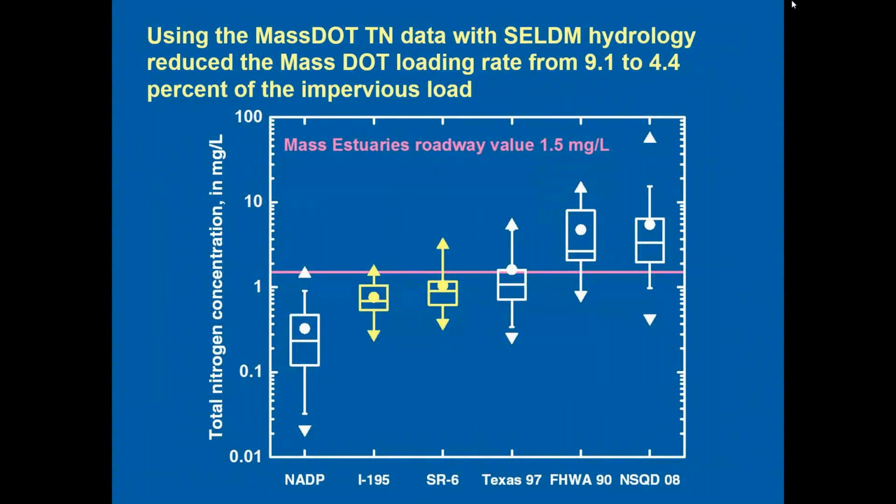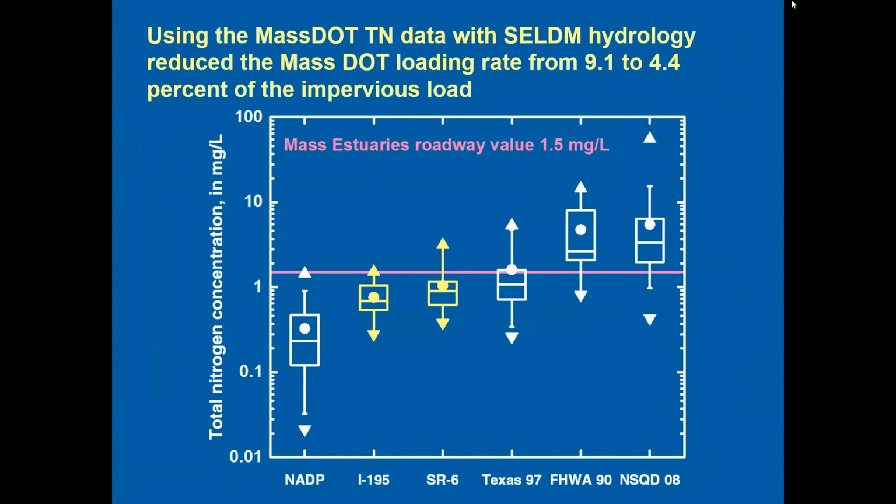Using the MassDOT concentrations with the SELDM model, the hydrology of the SELDM model reduced the calculated values of concentration and flow of runoff from these 2 MassDOT roadways. The Cape Cod Commission estimated that MassDOT roadways would contribute about 13.6 pounds per acre per year, while the SELDM analysis estimated the nitrogen loading to be only about 6.2 pounds per acre per year without any BMP treatment. So that's less than half.